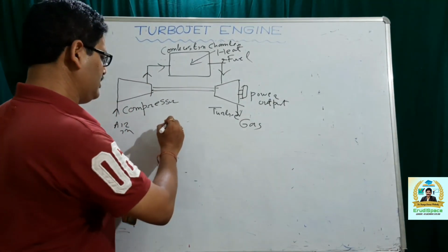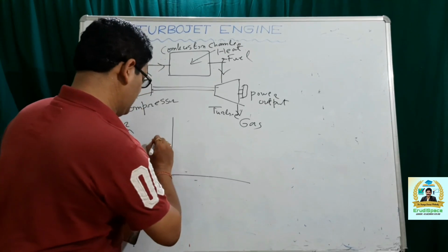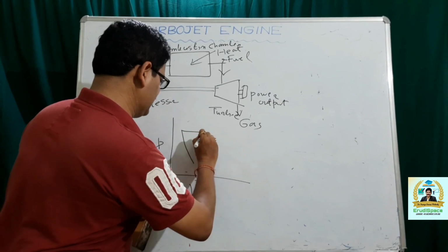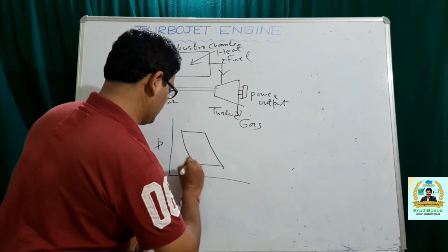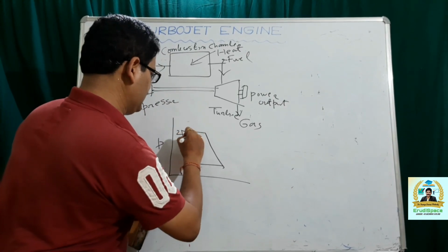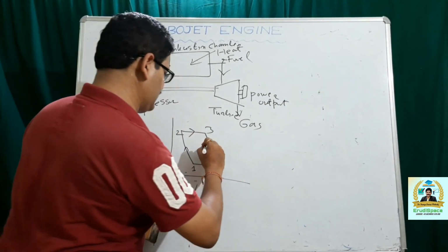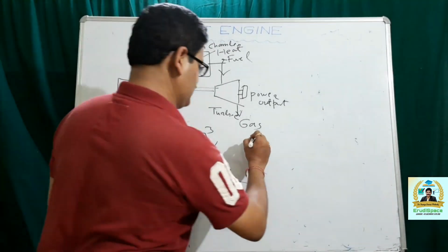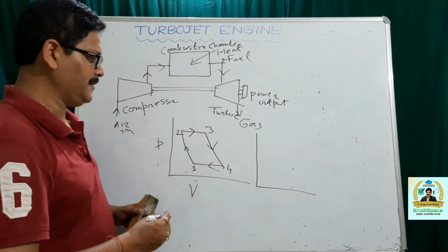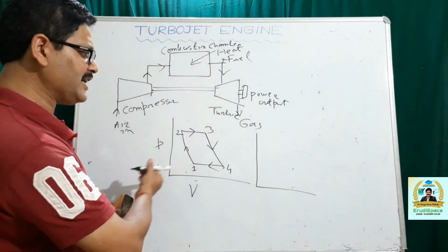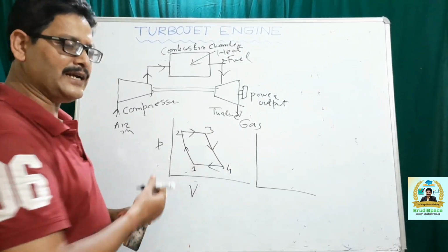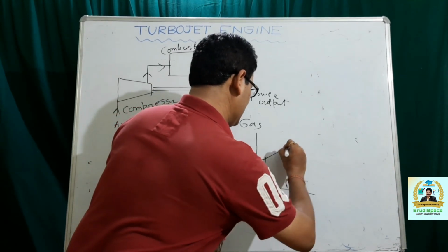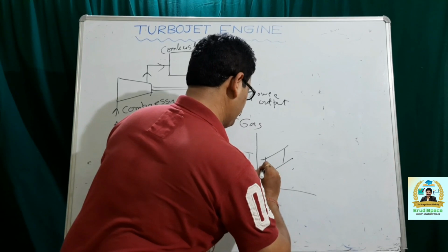The same thing has been discussed in the PV and TS diagrams. The different thermodynamic processes are isentropic compression, followed by constant pressure heat addition, followed by isentropic expansion, followed by constant pressure heat rejection. In fact, in an open cycle gas turbine, the gas is exhausted, so exhaust can be considered equivalent to heat rejection. The same thing is shown in the TS diagram.